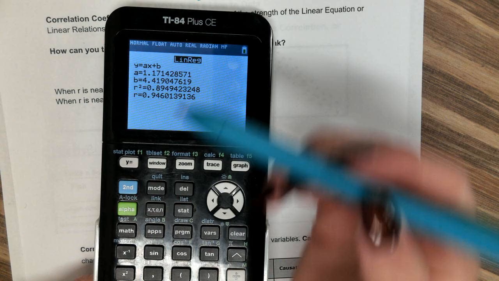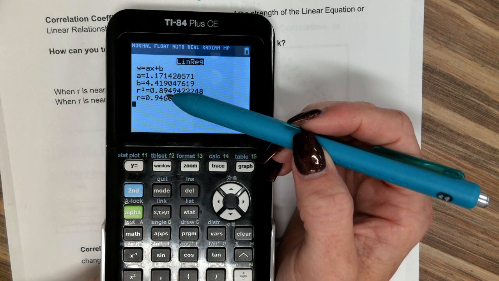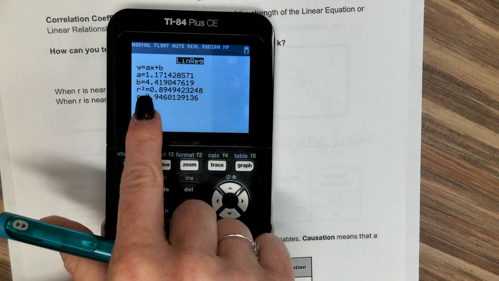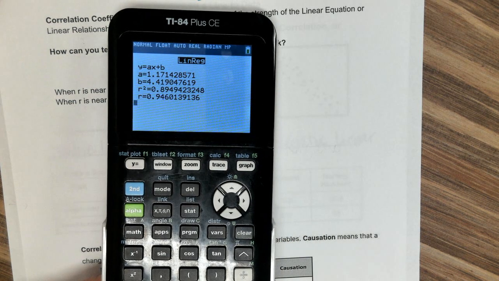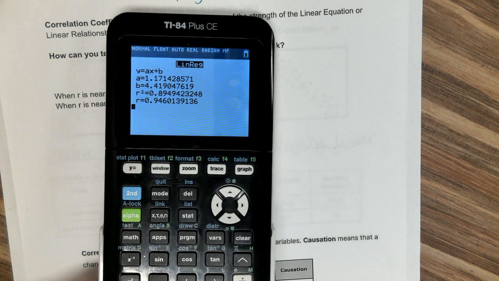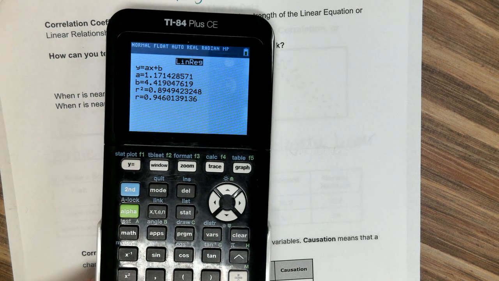So does everybody see this? So if it asks me, is it strong or weak? You just go to diagnostics on and look at the R. If it's close to 1, it's strong. If it's not close to 1, like if it's 0.7, that's weak. Make sense? Yes or no?